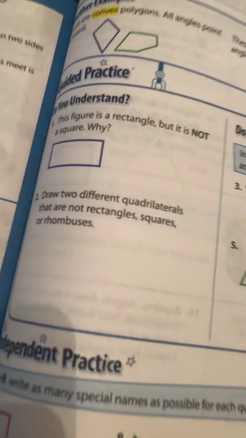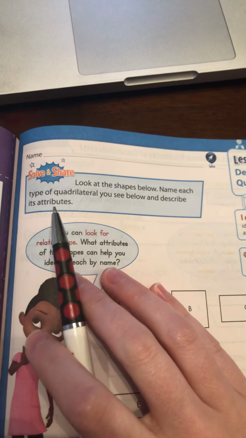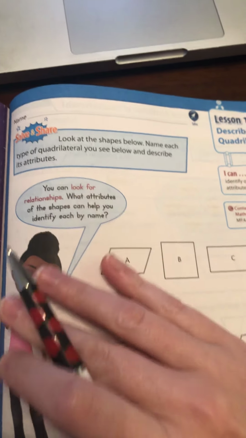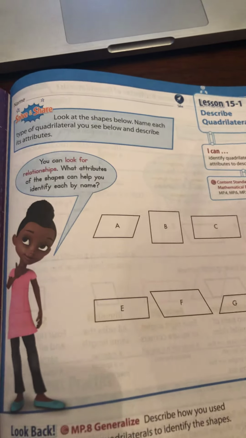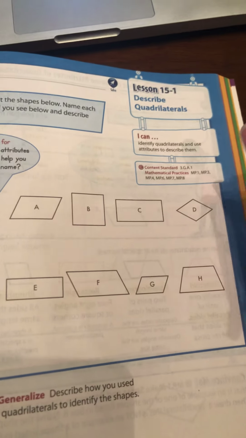All right, now I showed you the vocabulary. Let's go ahead and look at the book pages. We're going to start on the solve and share. Okay, we are on page 811 in your math books. Okay, now it says, look at the shapes below. Name each quadrilateral you see and describe its attributes. Okay, now when I did this in the Zoom meeting, I actually did this out loud. I'll write the name of it, and I'm going to describe the attributes on the video.